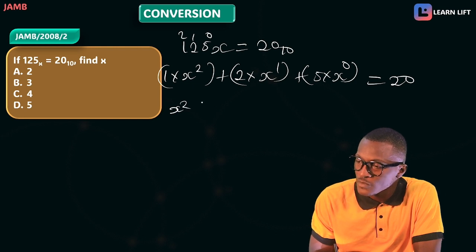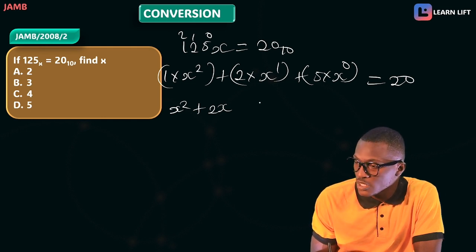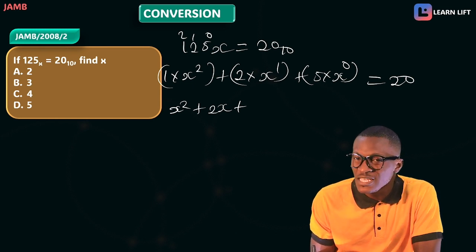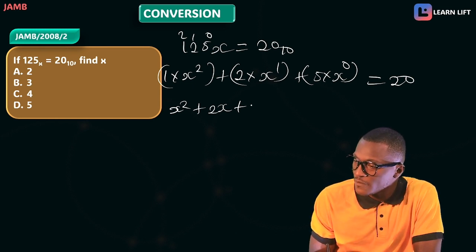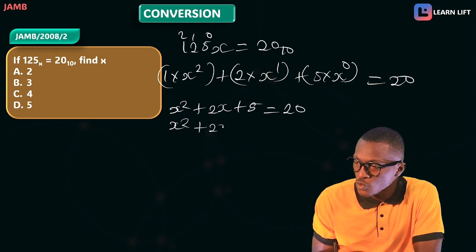This will give me x squared plus 2x, because x to the power 1 is x, so x times 2 will give me 2x, plus x raised to power 0 is 1. 1 times 5 will be 5, is equal to what? 20. This is the same thing as saying x squared plus 2x.